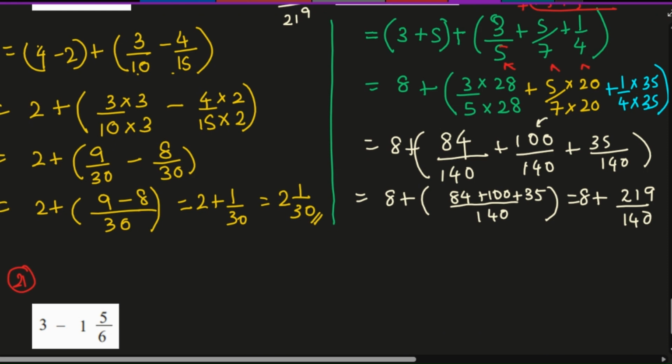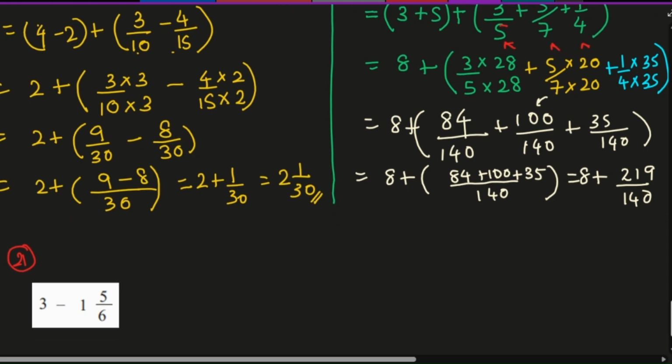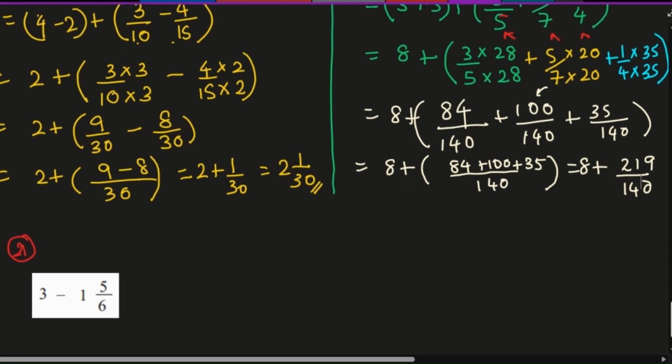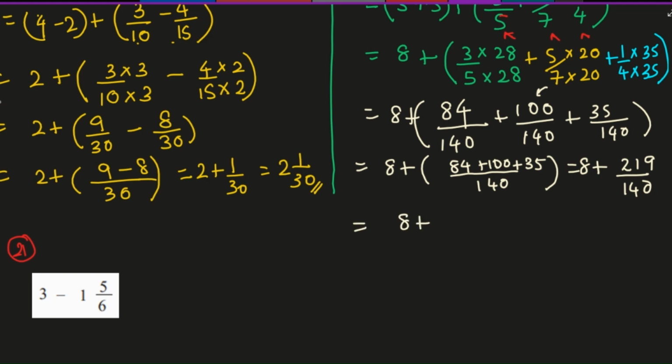So let's go down like this, and you can see that the answer will be 8 plus 219 upon 140. So this is actually an improper fraction. 219 divided by 140. So shall we try to write it as a mixed number, right? So I'm dividing 219 by 140.